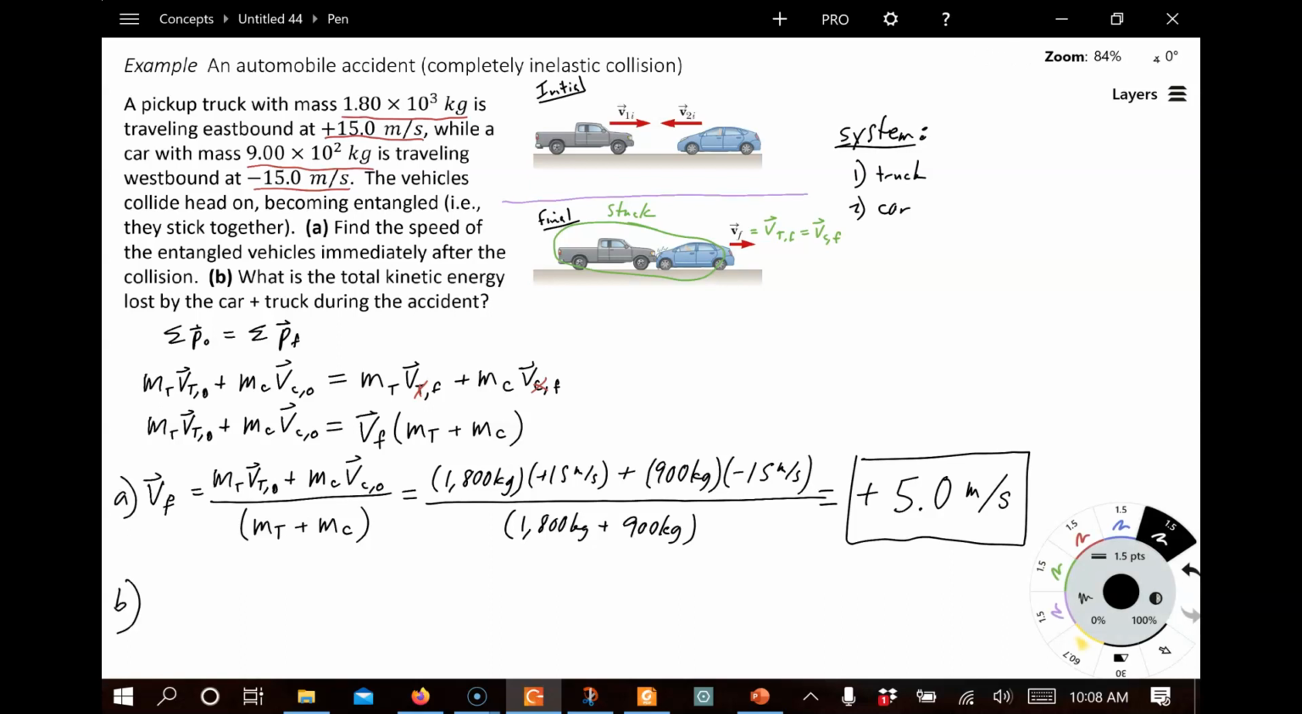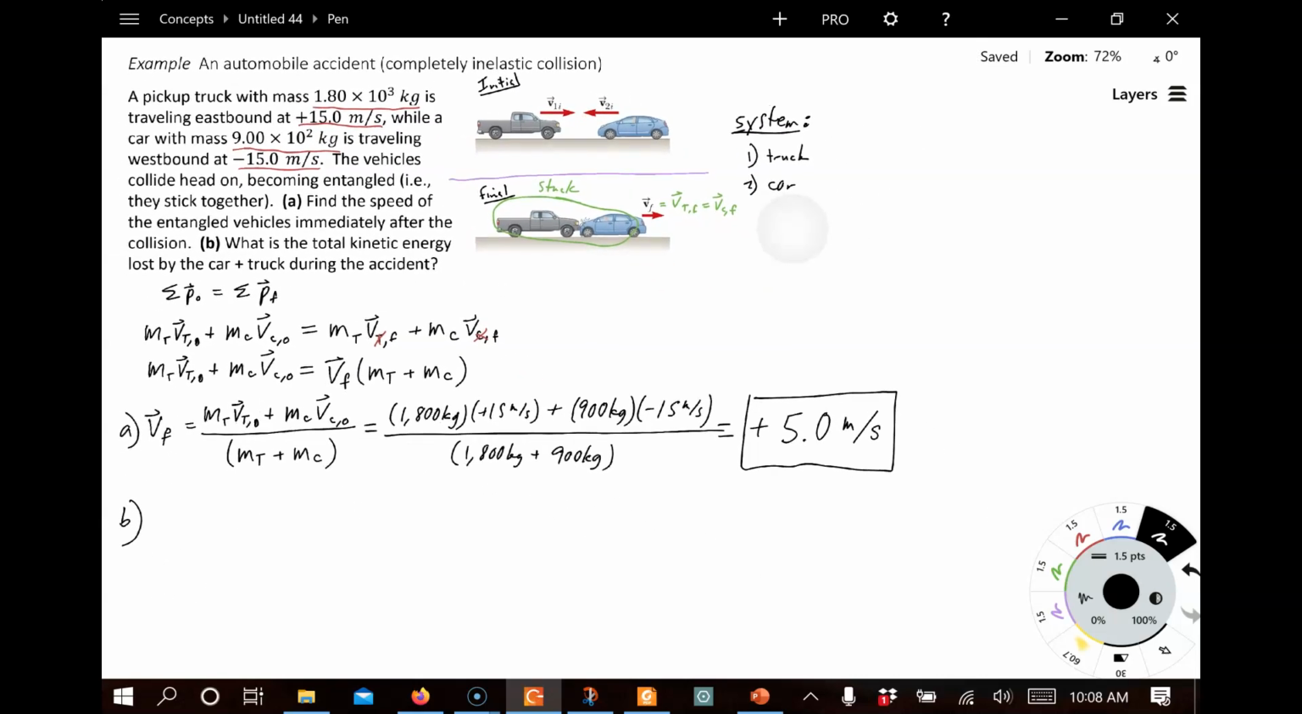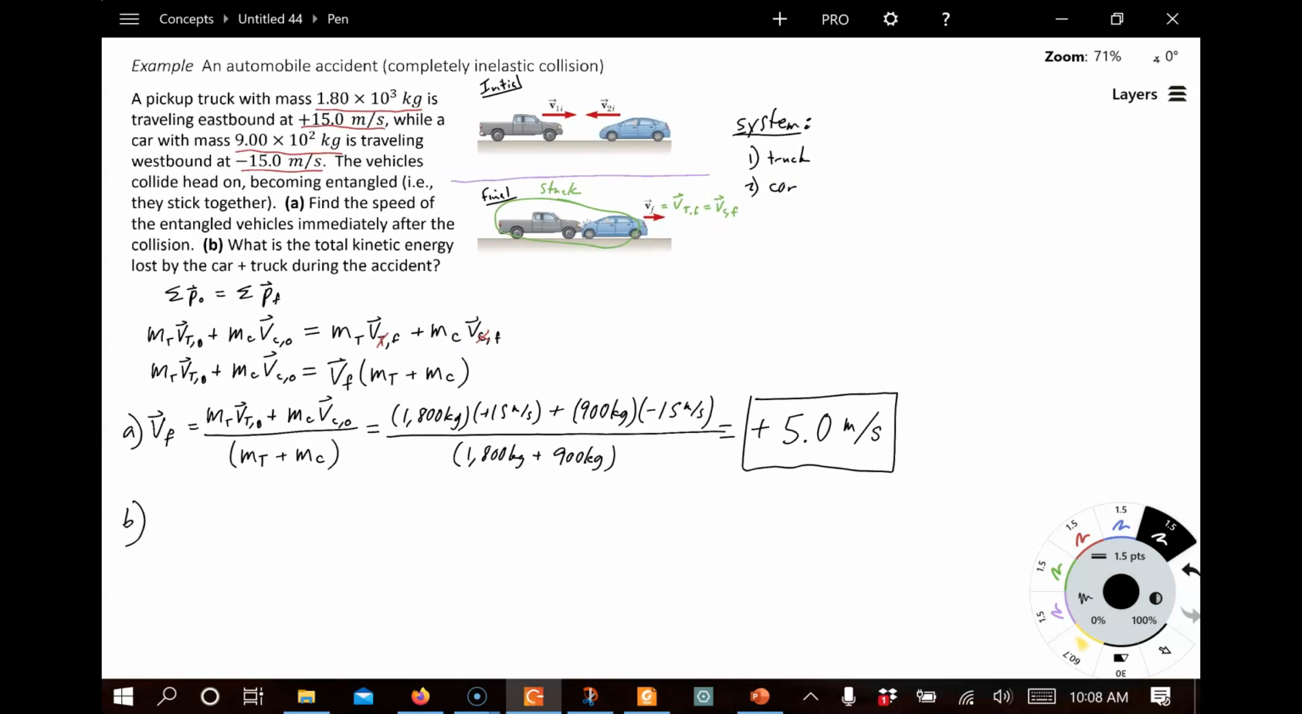Now for part B, it says, what is the total kinetic energy lost by the car and truck during the accident? Well, in an inelastic collision, the kinetic energy is not conserved, so the total amount for the system before and after is different. In fact, you lose energy. In an inelastic collision, the maximum amount of kinetic energy is lost. So to figure this out, let's do the KE total, or the sum of the KE for the system initial, and then we'll also calculate the sum of the KE final, and then they're asking us to look at the difference to see how much was lost.